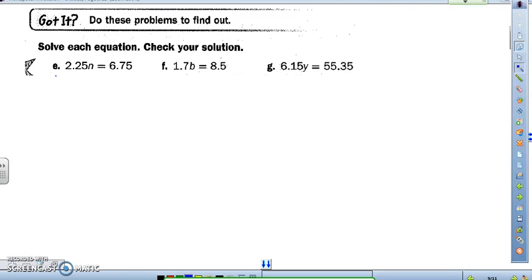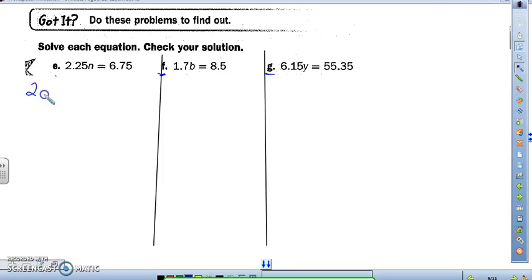We have some problems, but they have decimals. Now we're going to solve these exactly the same way as the other ones, except we're just going to need to use our calculator a little bit more because there's decimals involved. So I'm going to do E. You are going to be doing F and G on your own. So let me draw a little separation here.